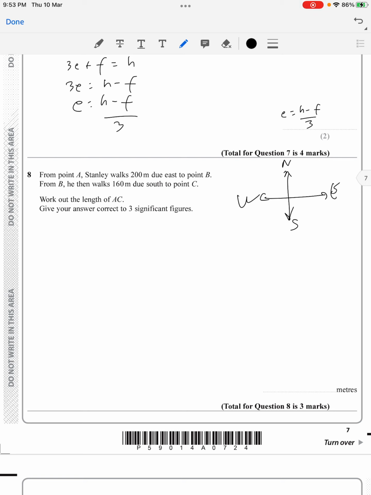So from point A, Stanley walks 200 meters due east to point B. Okay, so he moves east, right? So that's this direction. That should be about 200 meters. Then he walks 160 meters due south and we calculate the length of AC. So you have A to point B, from B to C. So AC, this is a displacement calculation.